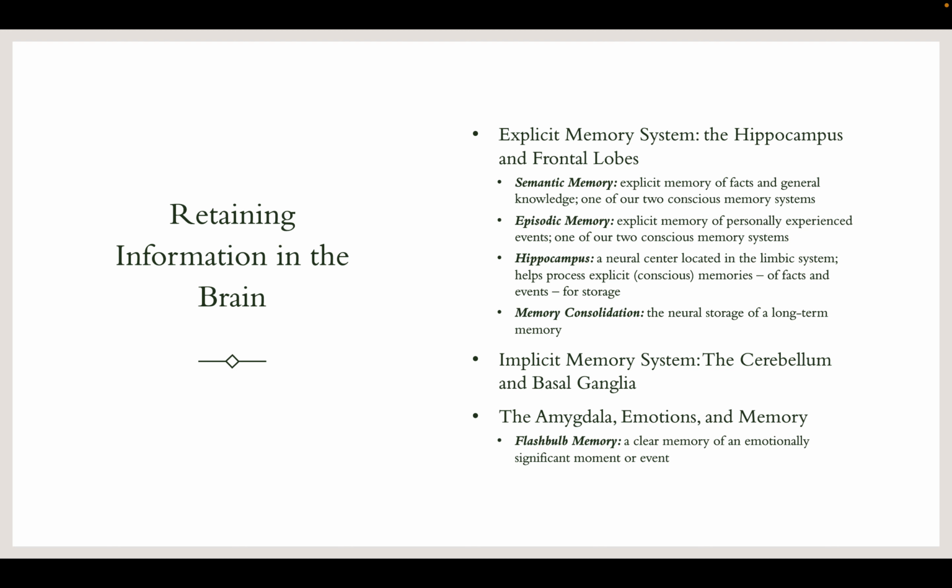New explicit memories, both semantic and episodic, are laid down via the hippocampus. This is the neural center located in the limbic system, and it helps process the explicit conscious memories for storage. The book described the hippocampus as our save button. So in order to remember our semantic and episodic memories, we have to hit the save button. It has to go through our hippocampus.